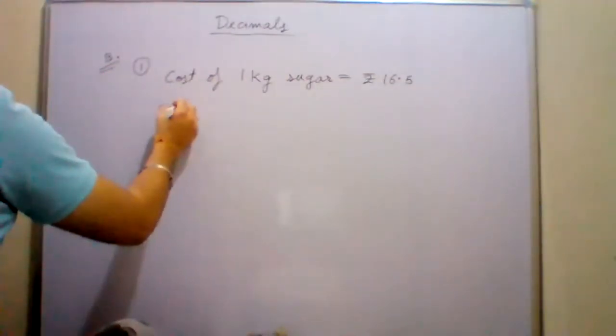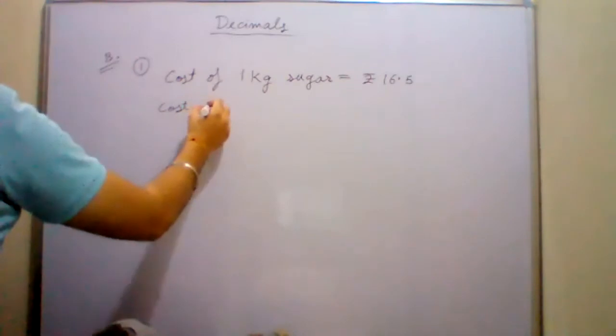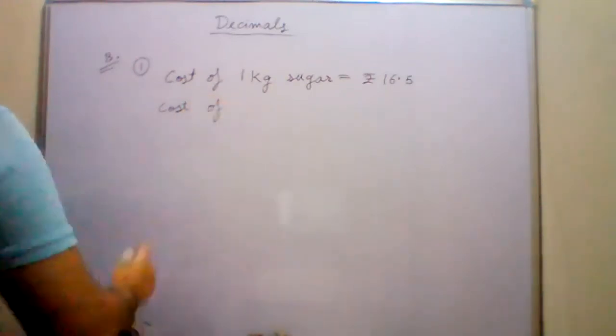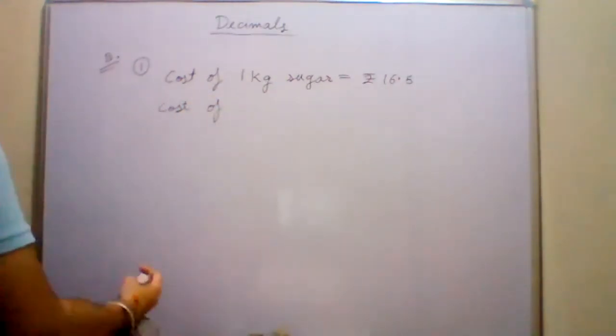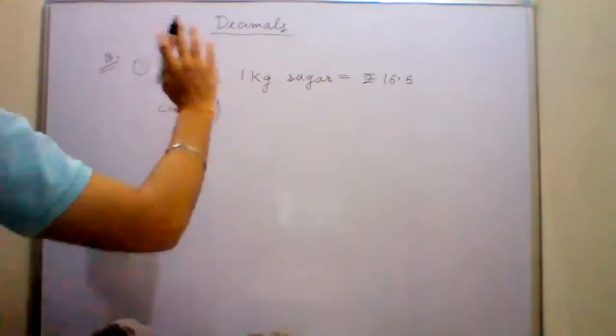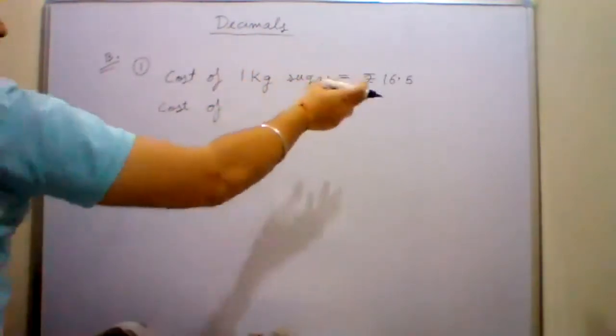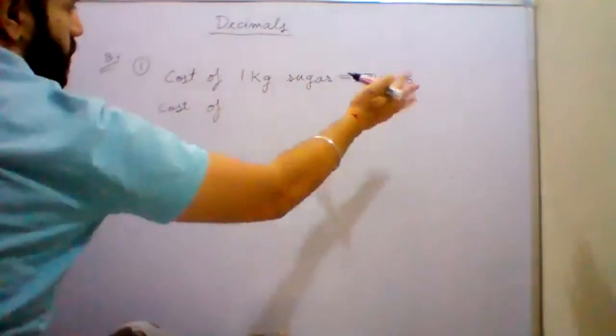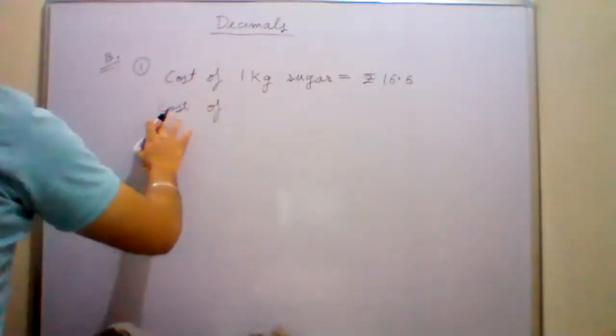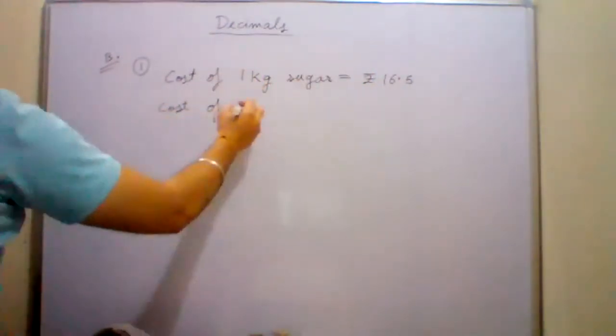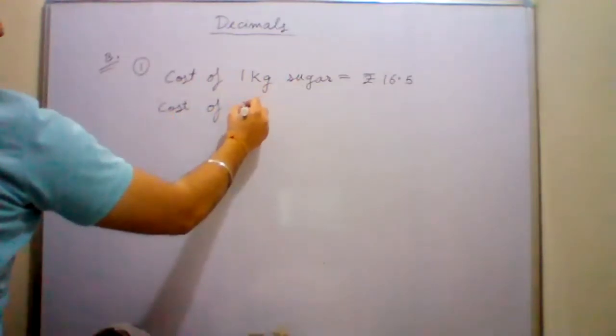You all have done this many times. You have done this in the chapter multiplication also, and in the chapter unitary method also. So the same concept will be used here, but the only difference is that the numbers are decimal. Cost of 3.5 kg sugar will be how much?